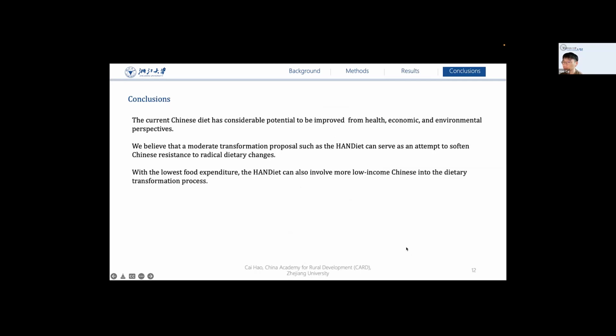Due to our research is not finished yet, so I just draft some simple conclusions here. The current Chinese diet has considerable potential to be improved from health, economic, and environmental perspectives simultaneously. And we believe that a moderate transformation proposal, such as hand-dyed, can serve as an attempt to soften Chinese resistance to radical dietary change. And with the lowest food expenditure, the hand-dyed can also involve more low-income Chinese into the dietary transformation progress.